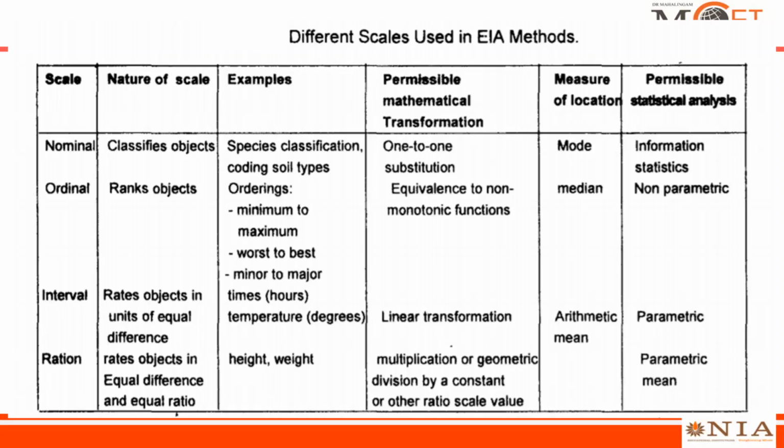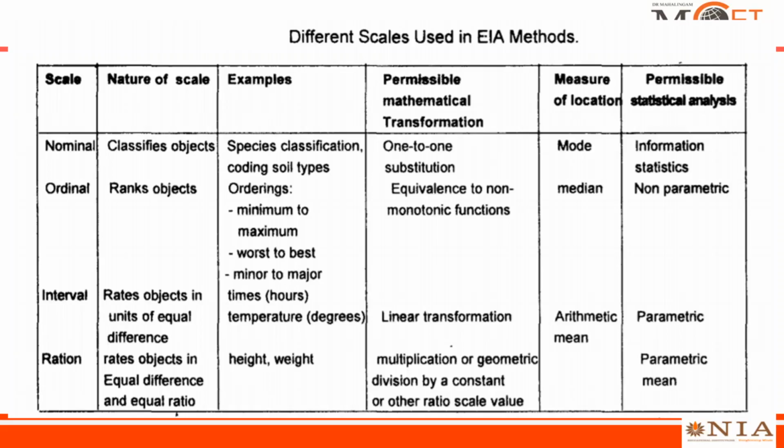Ordinal scale is for ranking, right? You want to rank the different objects, like this is minimum, that is maximum, or this is worst, that is best. You have some rankings between minor and major. You have some orderings or rankings. That is the ordinal scale.